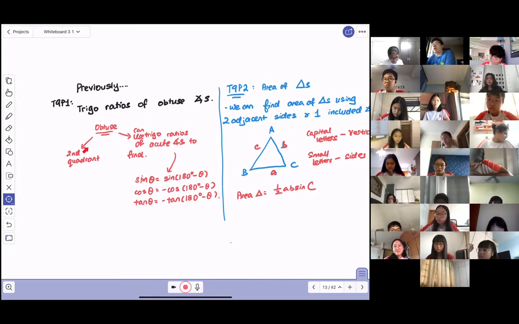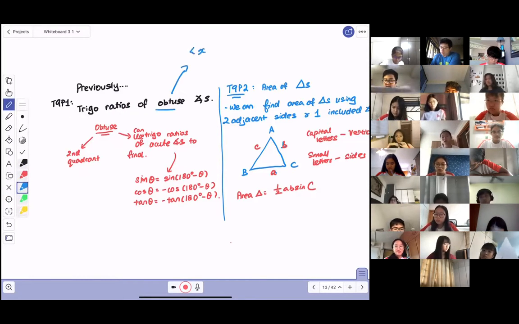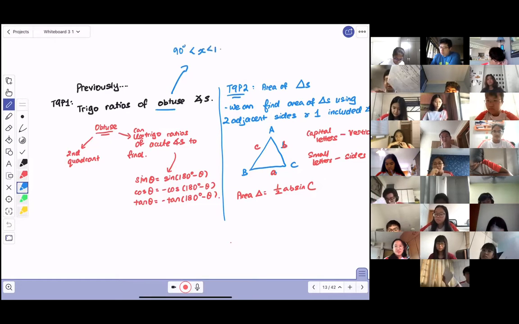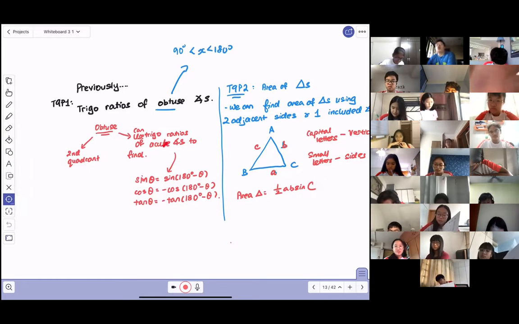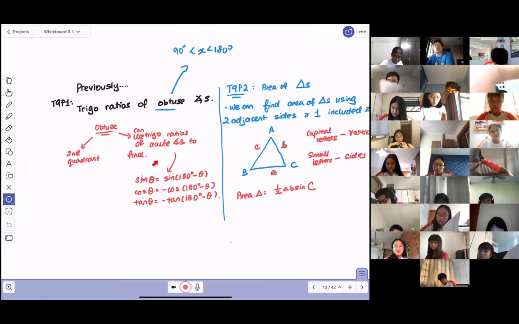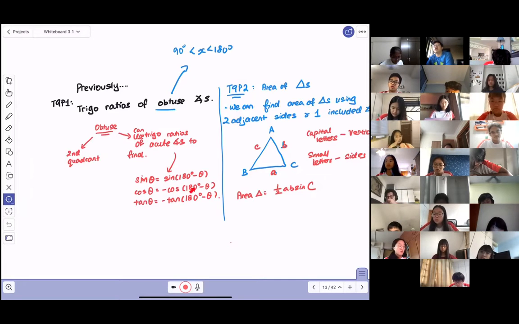Previously, we talked about the Trigo ratio of obtuse angles. Remember, obtuse means that we are talking about angles between 90 to 180 degrees, or basically angles in the second quadrant. And we can use Trigo ratios of acute angles to find Trigo ratios of obtuse angles. So sine theta is sine 180 minus theta. Cosine theta is negative cosine 180 minus theta. Tangent theta is minus tangent 180 minus theta.